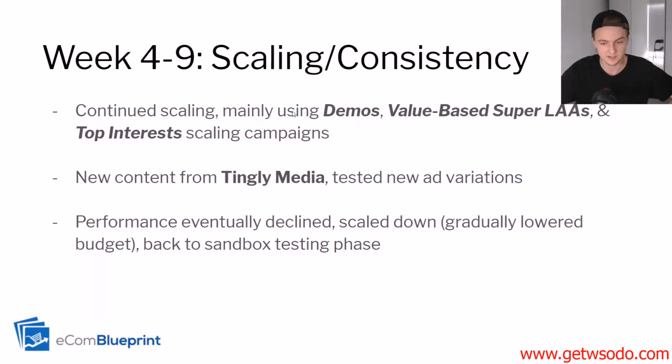And so I was mainly scaling at this point using my demos campaign, the one that I showed you that was performing best on week 3. I launched a new super lookalike campaign, value-based super lookalikes, and so I was scaling with this as well. And then top interests. I launched that because by week 3 I still hadn't launched top interests, and so I launched that I think week 4 or week 5. And so this is what I was scaling with from week 4 to 9.